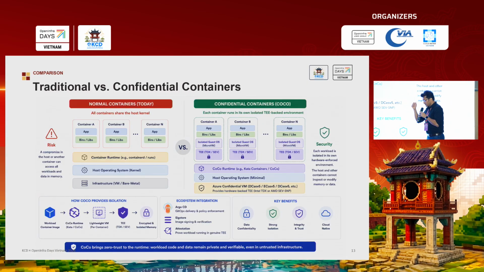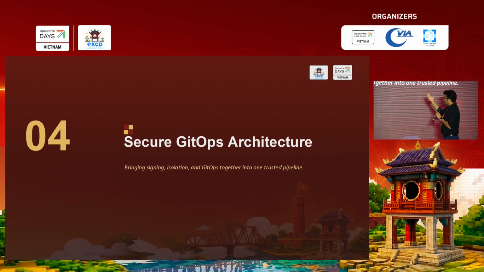Let's first compare the normal container, which we already have, and the confidential container. A normal container shares the same host kernel. If anything goes wrong with the host kernel and it gets compromised, the same attacks could also affect the other containers.